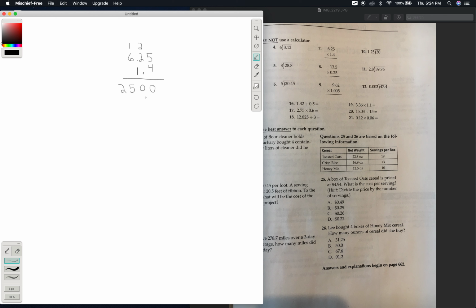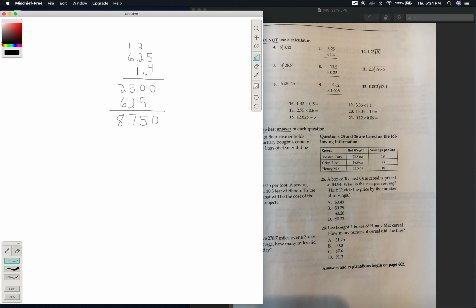1 times 5 is 5. 1 times 2 is 2. And 1 times 6 is 6. Then we will add 0, 5, 7. 6 plus 2 is 8.